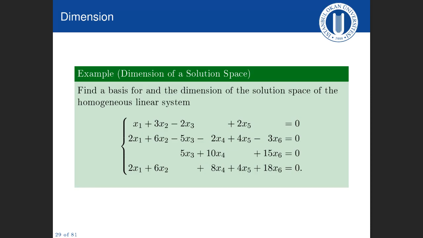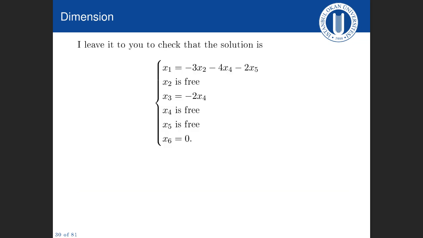Next, let's look at the dimension of a solution space. Find a basis for and the dimension of the solution space of the following homogeneous linear system. Now, you know how to solve this. I'm just going to tell you the solution of this homogeneous linear system is this. x2, x4, and x5 are free variables. x1, x3, and x6 are given by equations.